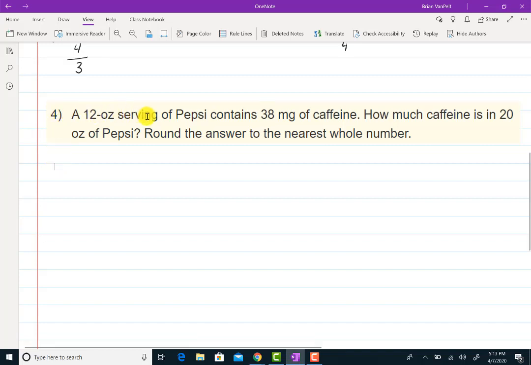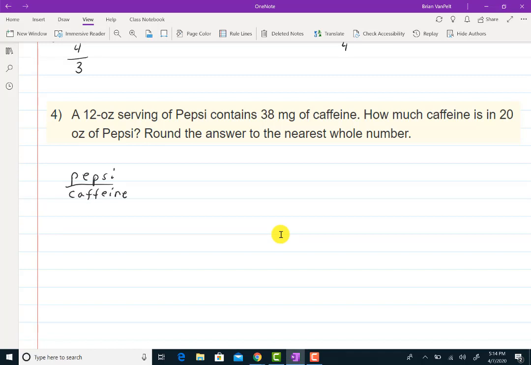We're looking at Pepsi and caffeine. So they tell us 12 ounces of Pepsi and 38 milligrams of caffeine. And then they ask, how much caffeine is in 20 ounces of Pepsi? So they give you a new amount of Pepsi, but they don't give you a new amount of caffeine. So when I set up my proportion, I'm going to set up an equation that uses Pepsi on the top and caffeine on the bottom.